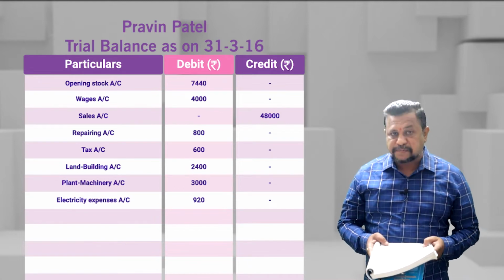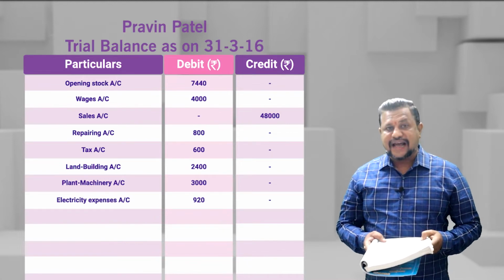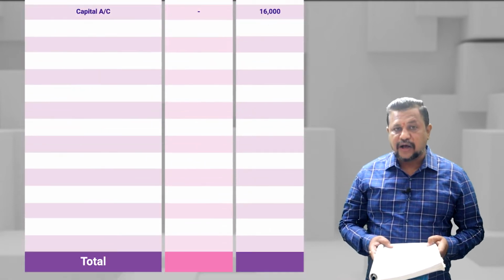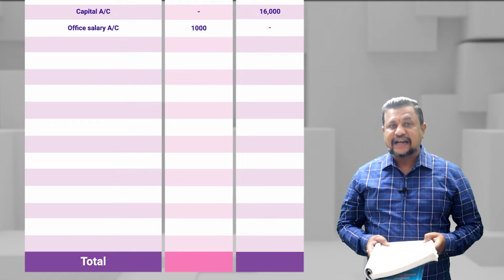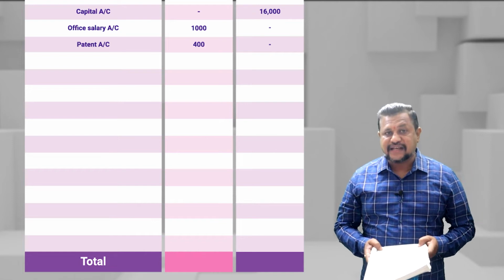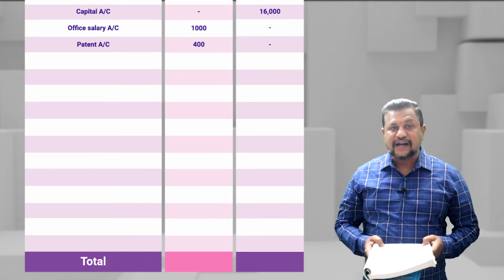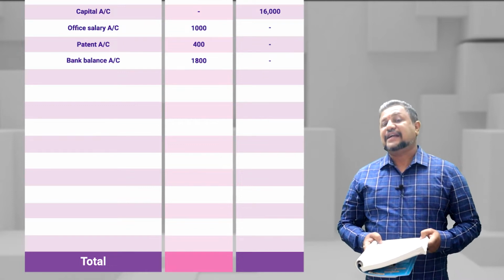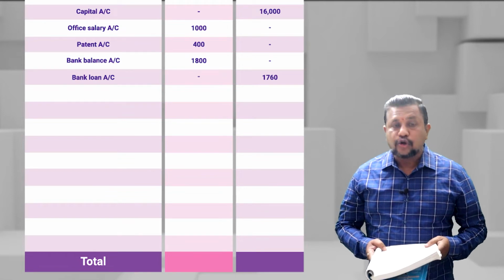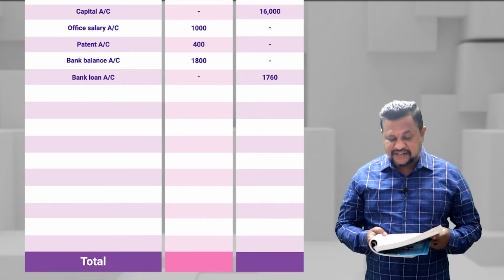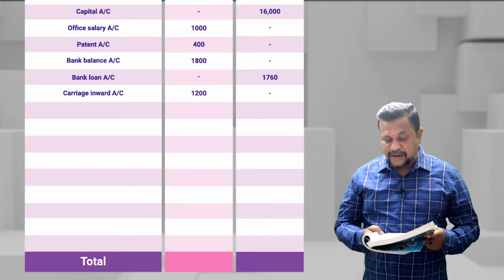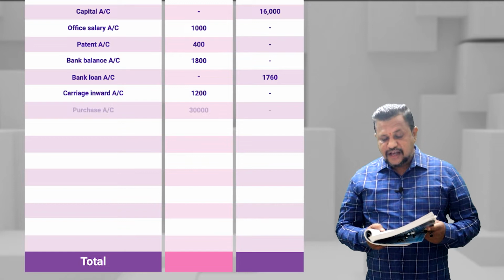Electricity expense is an expense, debit side 920. Capital, credit side 16,000. Office salary, debit side 1,000. Patent is an intangible asset, debit side 400. Bank balance is a current asset, debit side 1800. Bank loan is a liability, credit side 1760. Carriage inward is an expense, debit side 1200.